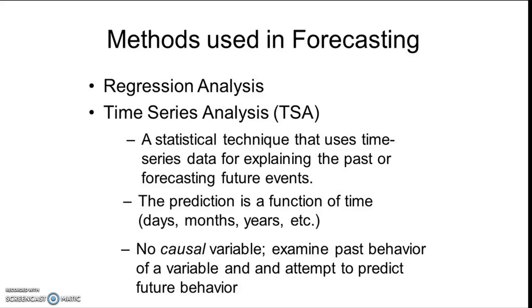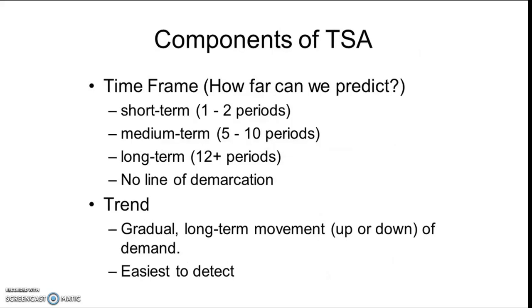One of the methods used in forecasting is regression analysis, a statistical technique that uses time series data for explaining the past or forecasting future events. The prediction is a function of time in terms of days, months, years, etc. And there is no causal variable. Examine the past behavior of a variable and attempt to predict the future behavior.